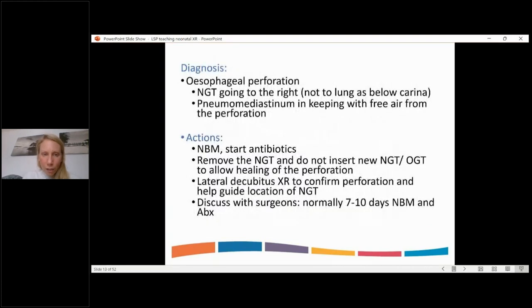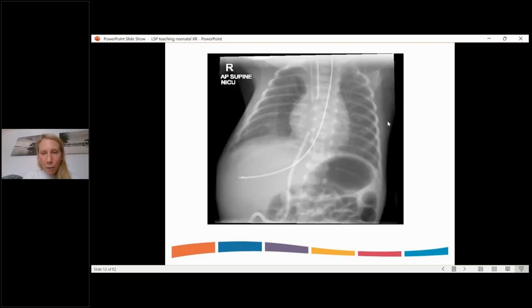So what you need to do is nil by mouth, start antibiotics, and take the NG tube out, and you can't put a new one in, to allow healing of the perforation. If you're not sure and you want to know exactly where the NG tube is, then you would do a lateral decubitus. And you need to discuss with the surgeons if you're not already in a surgical centre. Normally they need between 7 and 10 days nil by mouth and antibiotics. And this baby here had 10 days nil by mouth and 10 days without an NG tube.